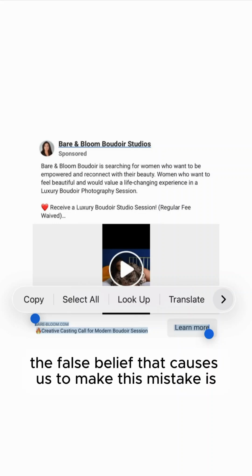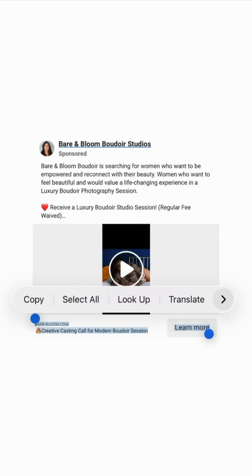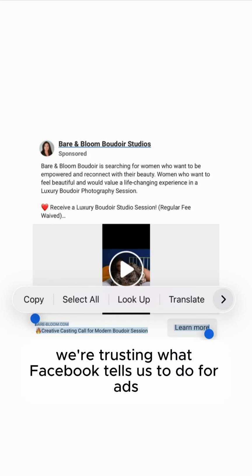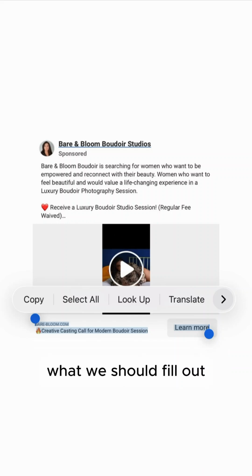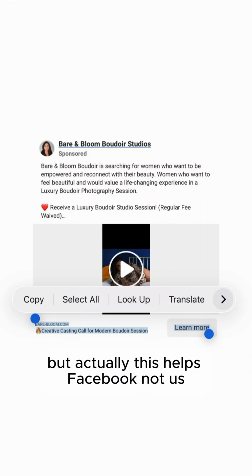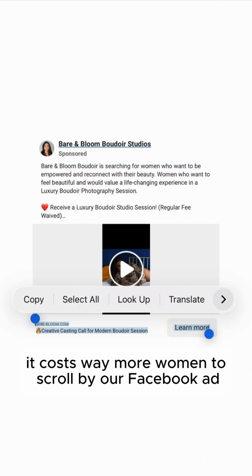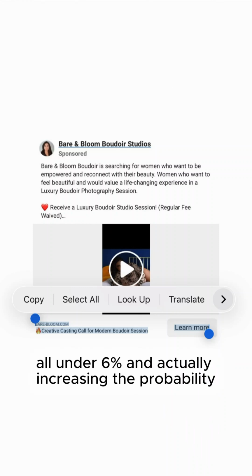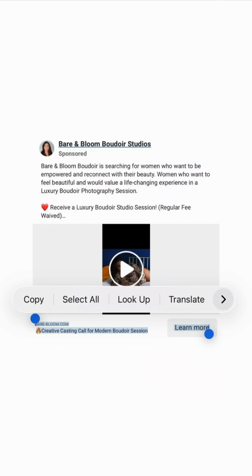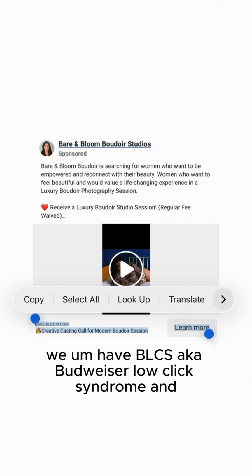The false belief that causes us to make this mistake is we're trusting that what Facebook tells us to do for our ad is actually what we should do, what we should fill out. But actually, this helps Facebook, not us. It actually hurts us. When we do this, it causes way more women to scroll by our Facebook ad than necessary, pulling unique CTR under 6%, and actually increasing the probability we have BLCS, aka Boudoir low click syndrome.